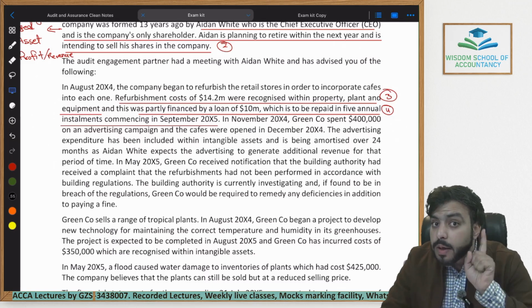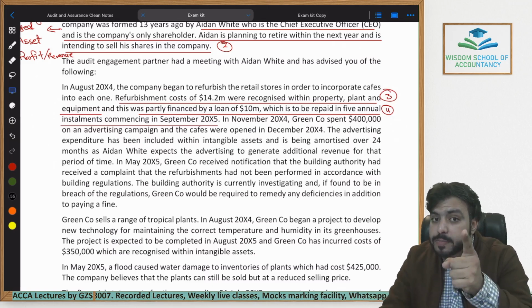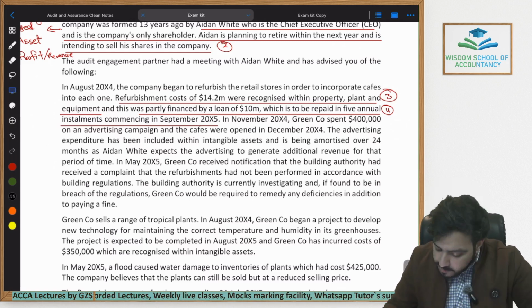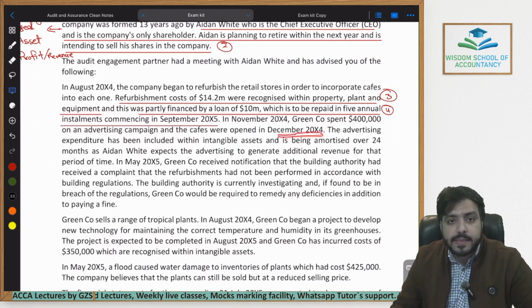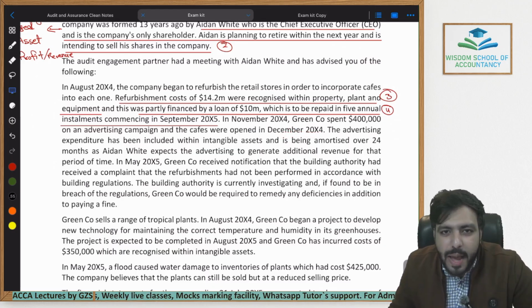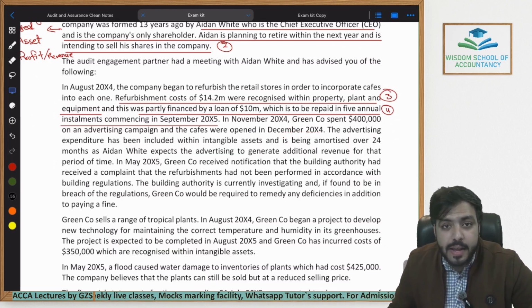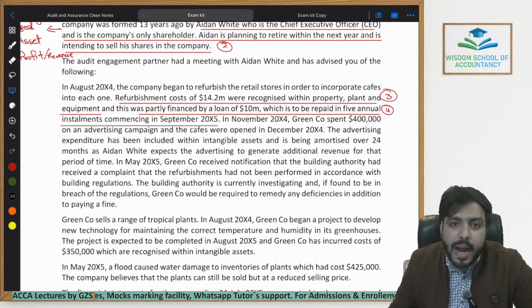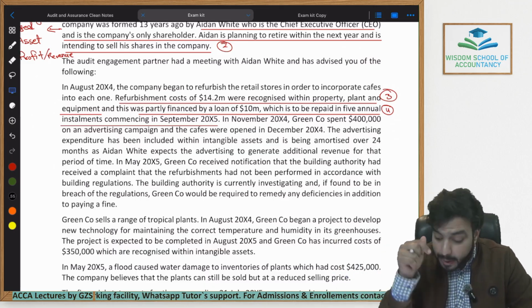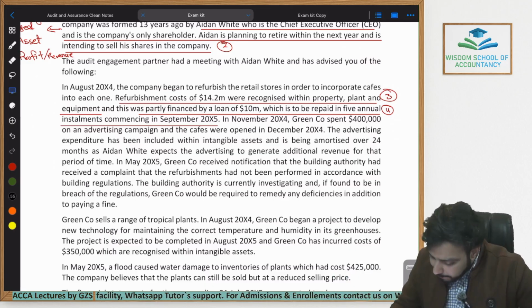But they record marketing expenses, advertisement, as an expense. They never capitalize it. Why? Because IAS 38, intangible assets, states that advertisement cost cannot be capitalized as an intangible asset. It is not considered an intangible asset. It does not fulfill the PIRATE criteria. It does not fulfill the criteria for being capitalized as an intangible asset under IAS 38. But Aiden White has capitalized it.